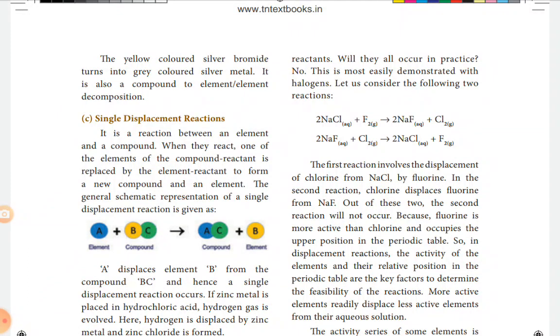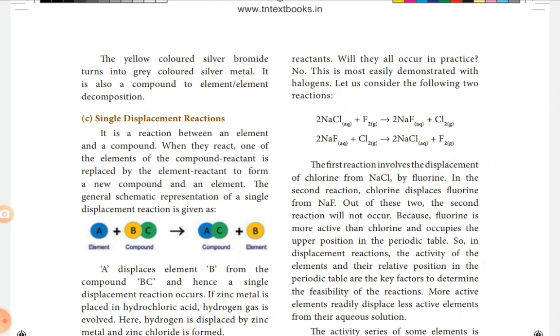And there are two types of double displacement. Precipitation reaction: if a precipitate is formed during the reaction, that is called precipitation. Neutralization means an acid is neutralized by a base to give salt and water, that is called neutralization reaction. And combustion reaction, in which a reactant rapidly combines with oxygen to form oxides and liberation of heat energy. For example, the burning of LPG, hydrocarbons, like that.